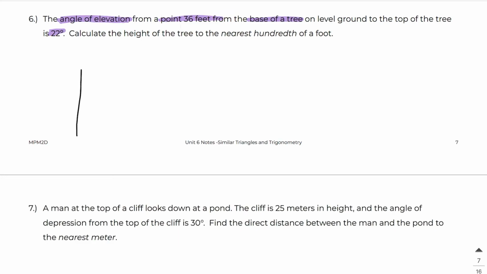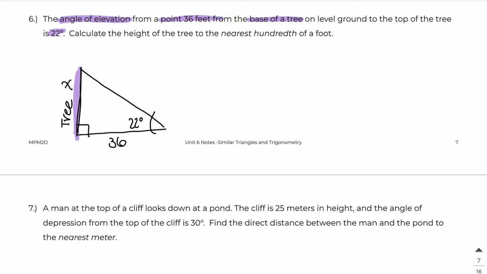So if you take a look right here, this is my tree. Okay, and the angle of elevation from a point 36 feet from the base of a tree, so the base is at the bottom, this is 36 feet. The angle of elevation, so we've got a right angle right here, is 22 degrees. Calculate the height of the tree. So we want to figure out what the height of this tree is right here. How tall is my tree? So now that we've drawn our picture, the rest is nice and easy.